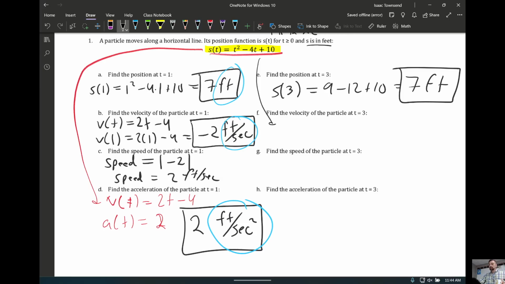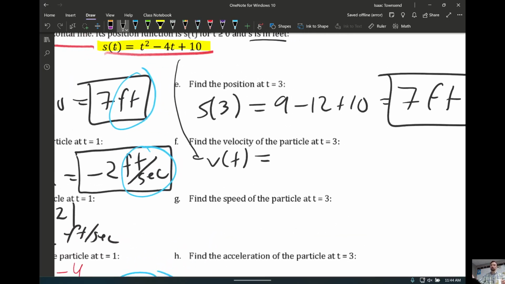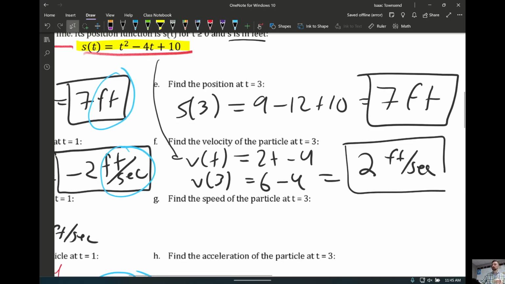Okay, for velocity, there are 2 calculus parts to this. You have to know the derivative of position gives you velocity, and you have to be able to take that derivative. I've done this one 3 times already, but if you want to know the velocity at time 3, you're going to plug a 3 into that, and you're going to get 2 what? Very good. Velocity is like speed, so it's a distance per an amount of time.